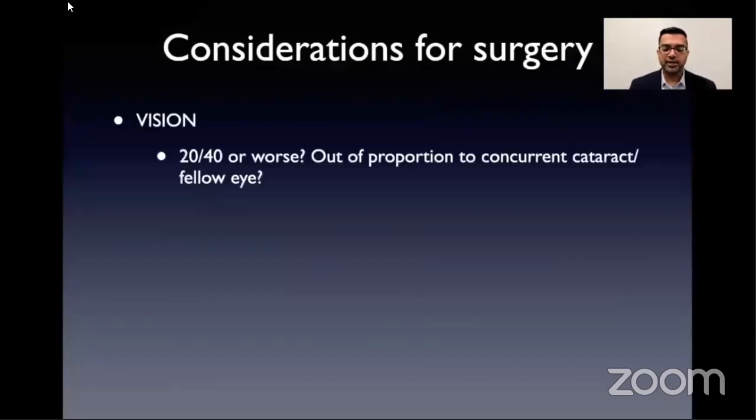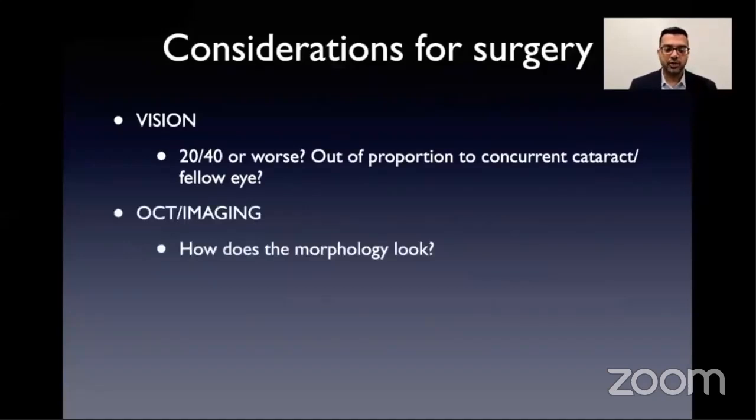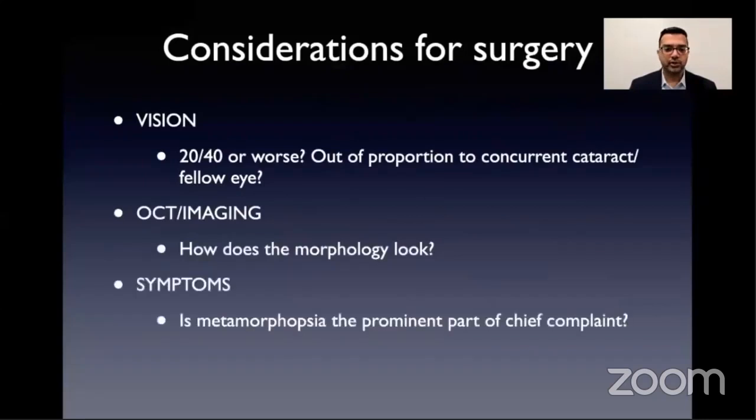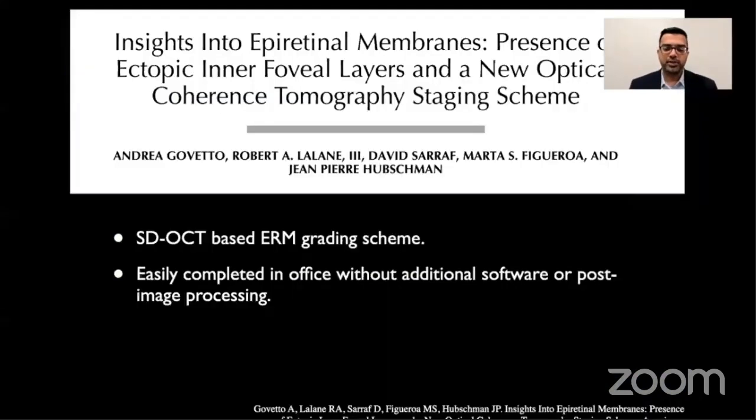Visual acuity. In the United States, 20/40 on the Snellen chart is often used as a standard bearer. The imaging: how does the morphology truly look? And symptoms, particularly metamorphopsia: is that a prominent part of the chief complaint? Ultimately, when deciding to do surgery, it would be beneficial to have a grading scheme to give a better idea prognostically on how a patient may do post-ERM surgery.